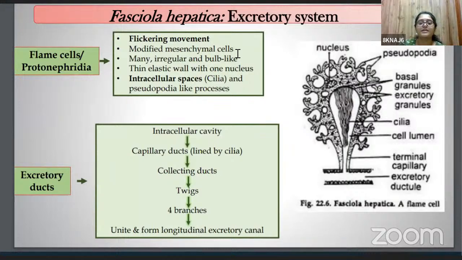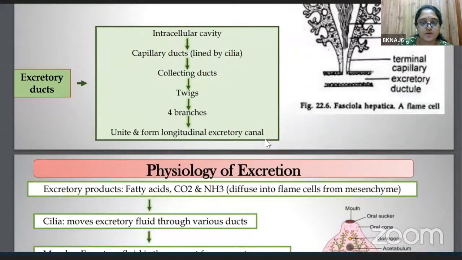So they are modified mesenchymal cells, irregular bulb-like, thin, plastic or elastic, with one nucleus, intracellular spaces, and pseudopodia-like processes. Then lined by capillary ducts, collecting ducts, twigs, 4 branches. These form the longitudinal excretory canal. Simplest way to explain your textbook basically. You've got the picture of it in your textbook also. You can just go through it.